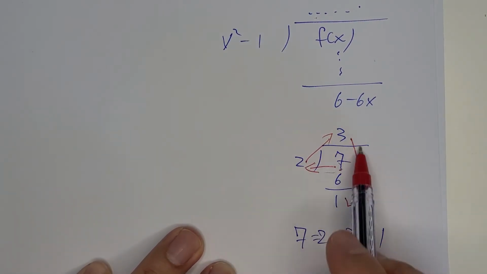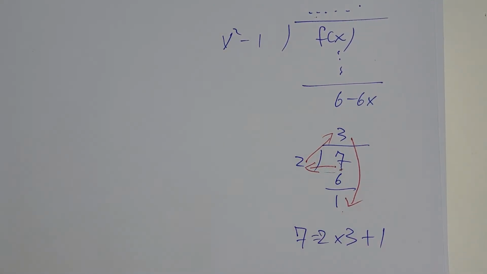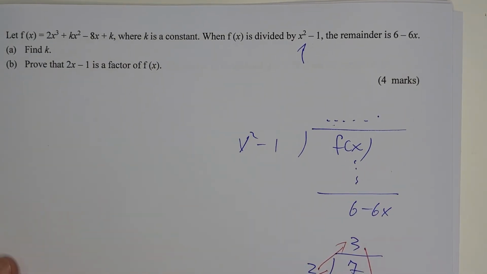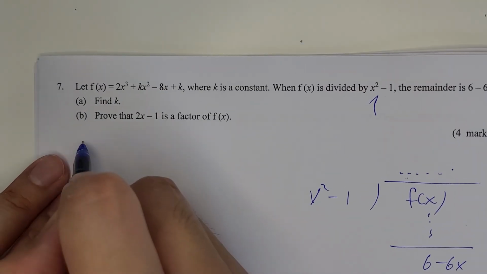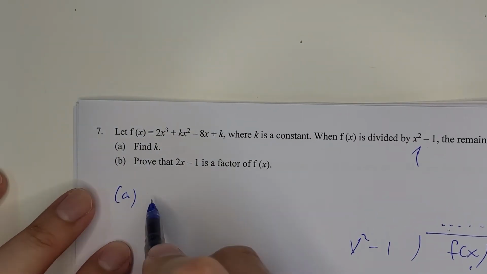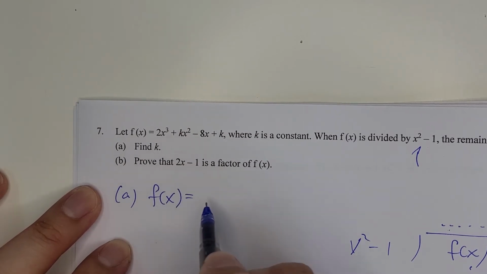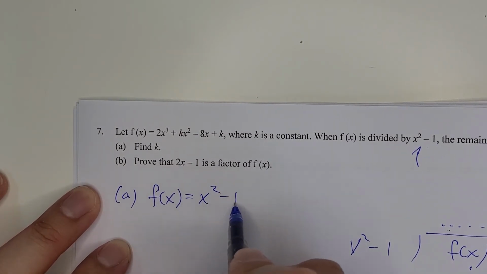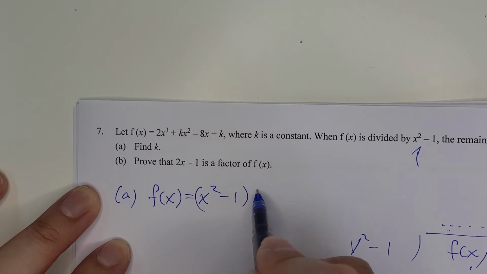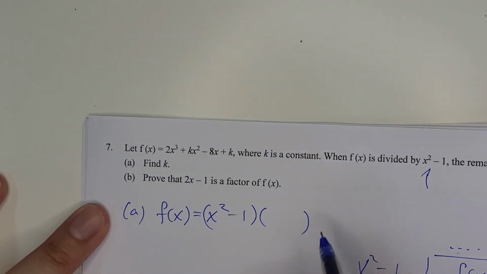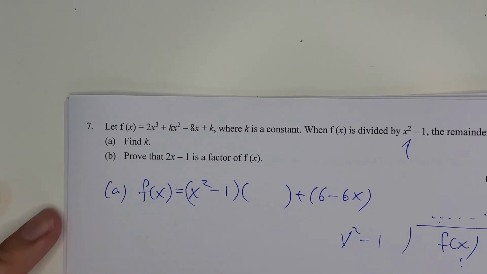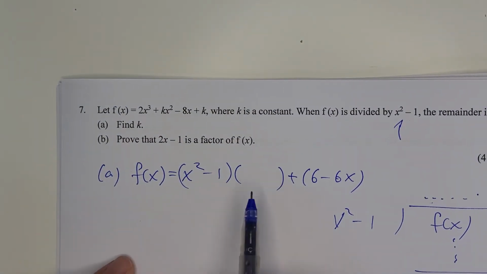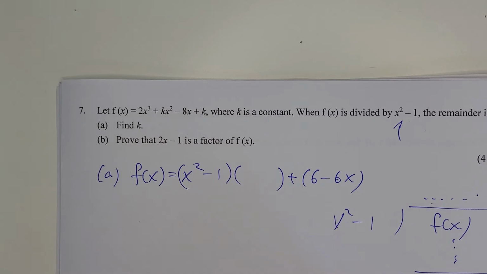Okay, so here you are doing the same thing in handling polynomial. So actually, f(x) can be written as x squared minus 1 times a quotient q(x) plus the remainder 6 minus 6x. Okay, but the point is, what does the quotient look like?